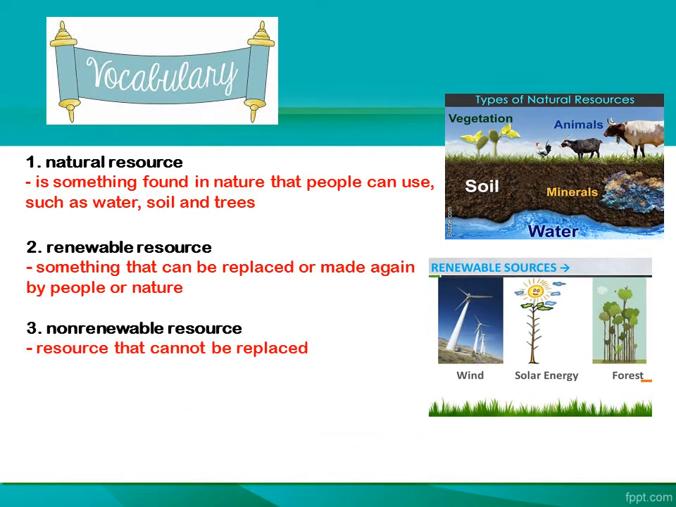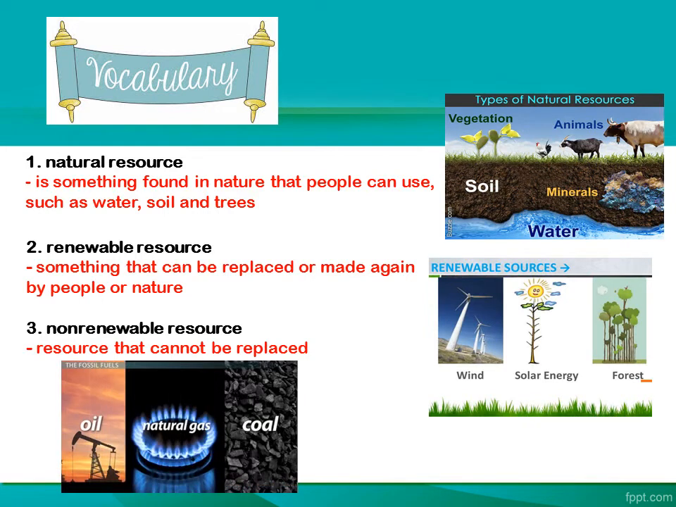And number 3, non-renewable resource. It is a resource that cannot be replaced. So it is the opposite of renewable. All right, for example, we have oil, natural gas, and coal. So all of these can take thousands or millions of years to form, so they are considered non-renewable. People use them faster than they can form. All right?